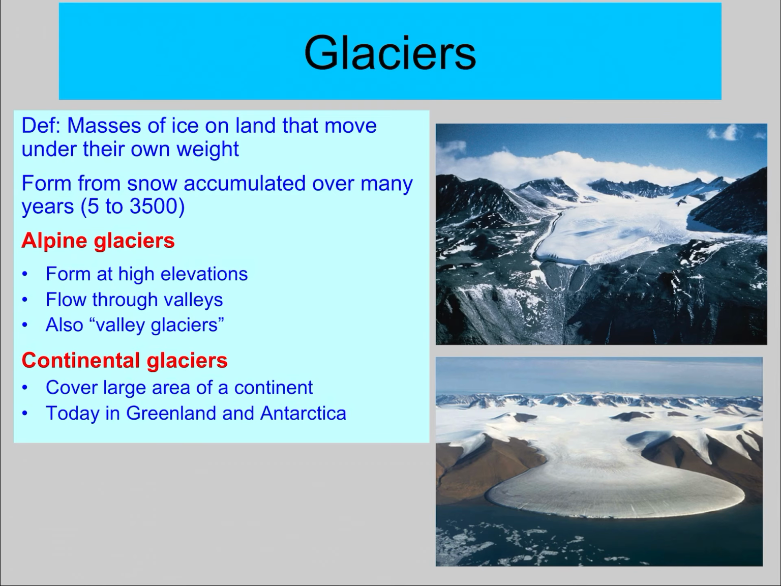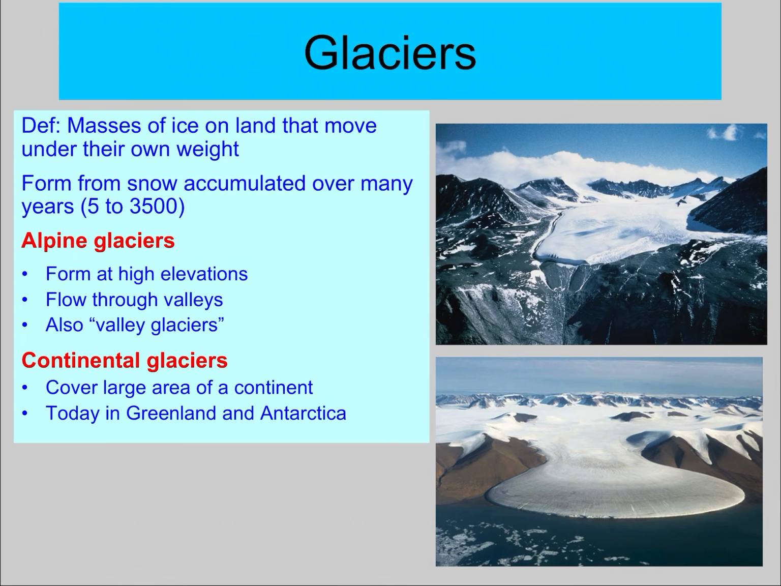We have two different types of glaciers based on where they're found. An alpine glacier is formed at a high elevation, so think mountains, and they're going to flow through the valleys. Sometimes they're called valley glaciers as well, but alpine should help you think mountains, which should help you think elevation. The other type are continental glaciers, and these are glaciers that cover a large area of a continent, and we only have two examples, Greenland and Antarctica.